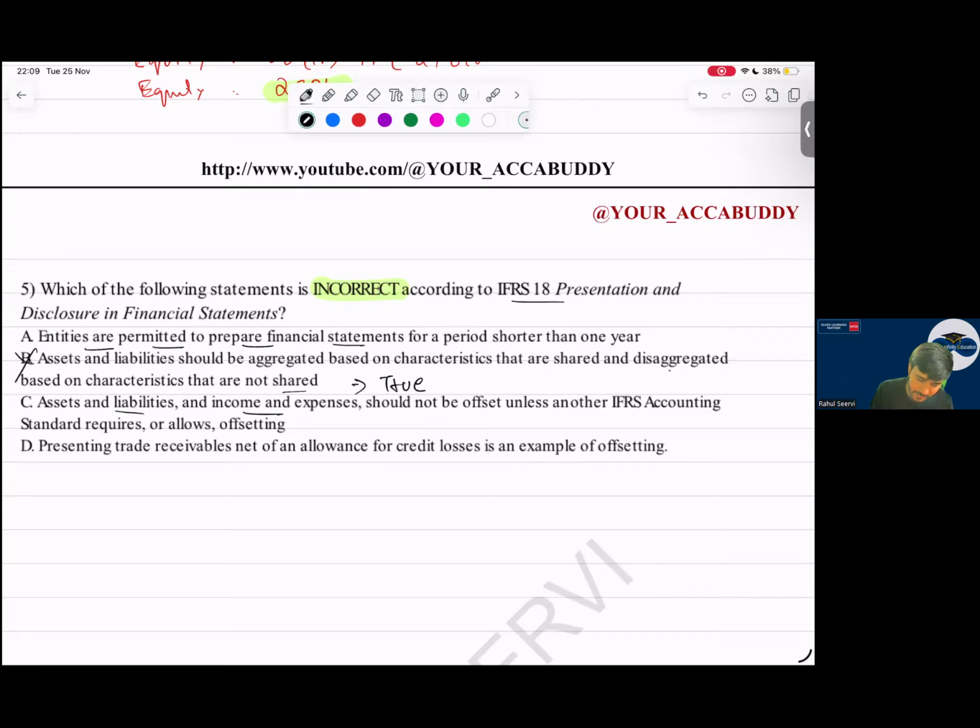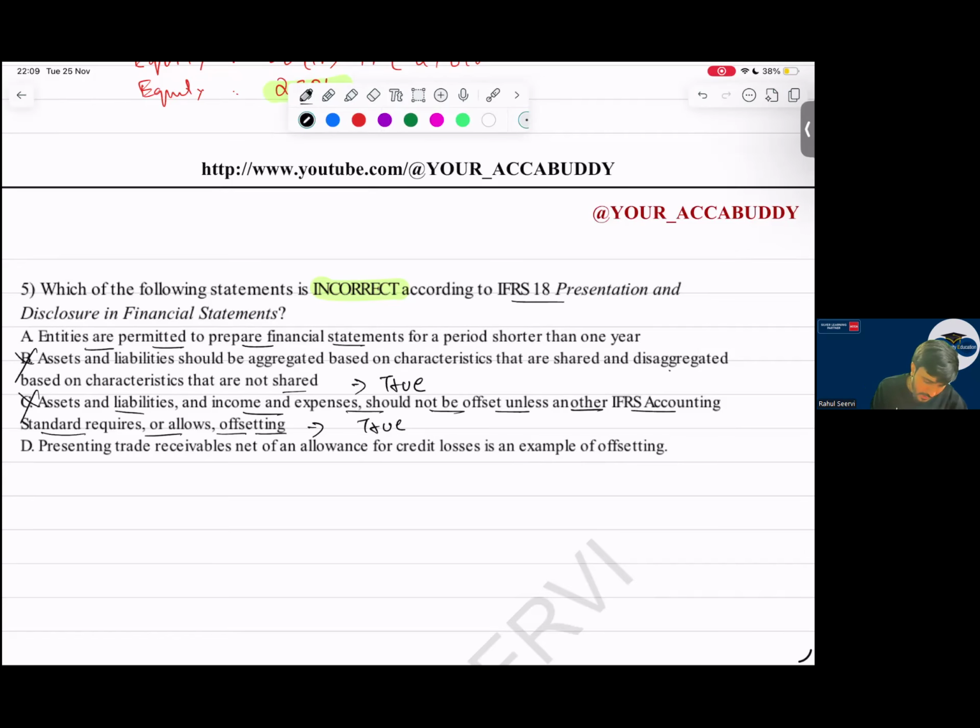Assets and liabilities, income and expenses should not be offset unless another IFRS accounting standard allows offsetting. Yes, sir. You can't offset unless any IAS or IFRS allows it. In IFRS 9, we have learned offsetting. In income tax, IAS 12, we have learned offsetting. It's true, sir. This is also not the option.